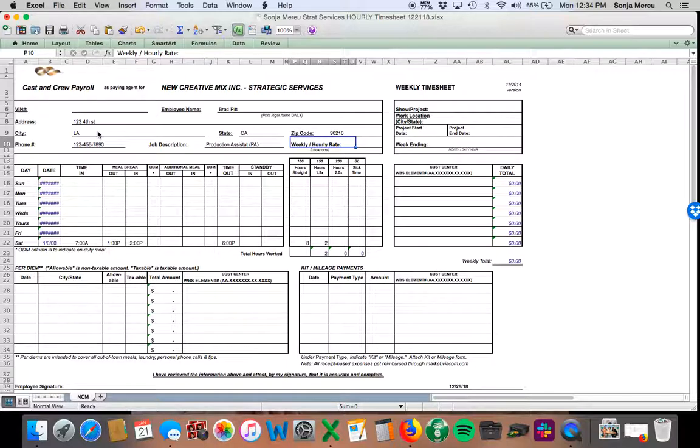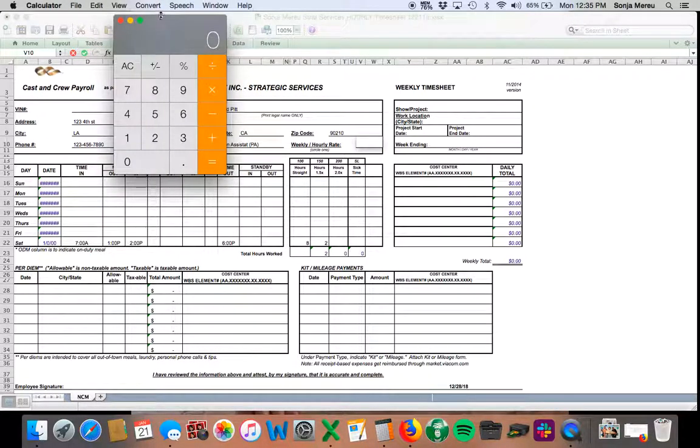And then your weekly or hourly rate. Typically, you're not going to be hired on a weekly, but more likely on a day rate. And then you'll have a guarantee. So for example, let's say you are a production assistant, your rate might be $250 for 12 hours. Now, you don't want to put $250 for 12 because that is not how the payroll company is going to process your information. They want to know how that breaks down hourly.